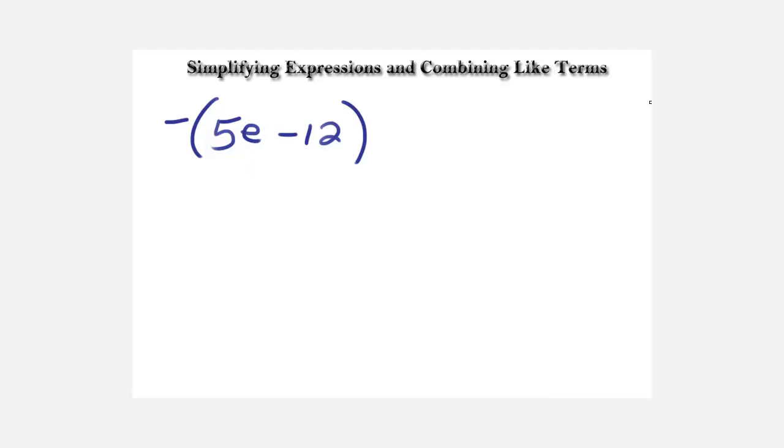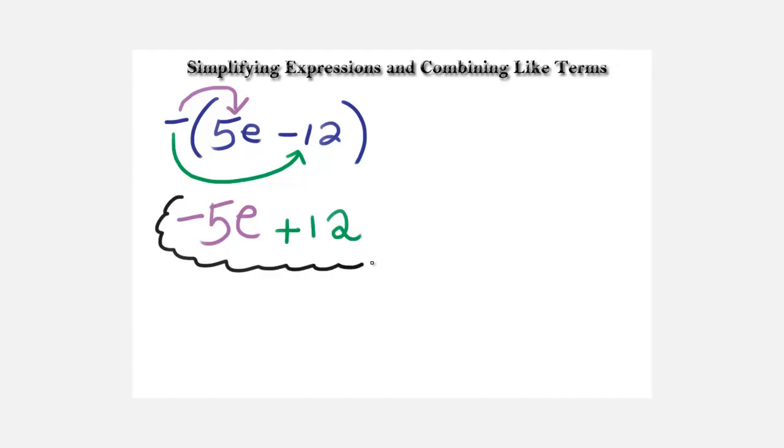So here, all we want to do is multiply that negative in front of the parentheses and distribute that into the 5e. So we'll get negative 5e for that one. And we'll do the same thing with the negative 12. So negative 1 times negative 12, which gives you a positive 12. Right? So the simplified version is negative 5e plus 12. And we're done.